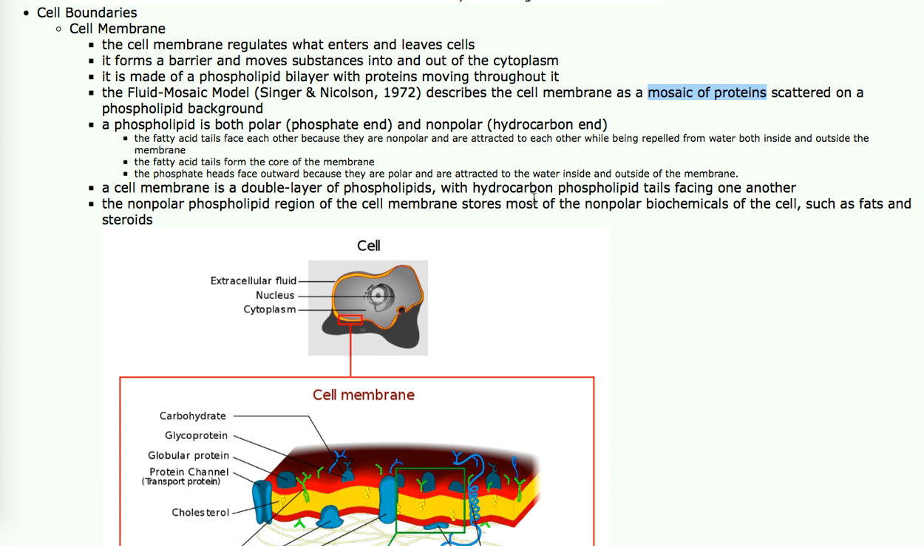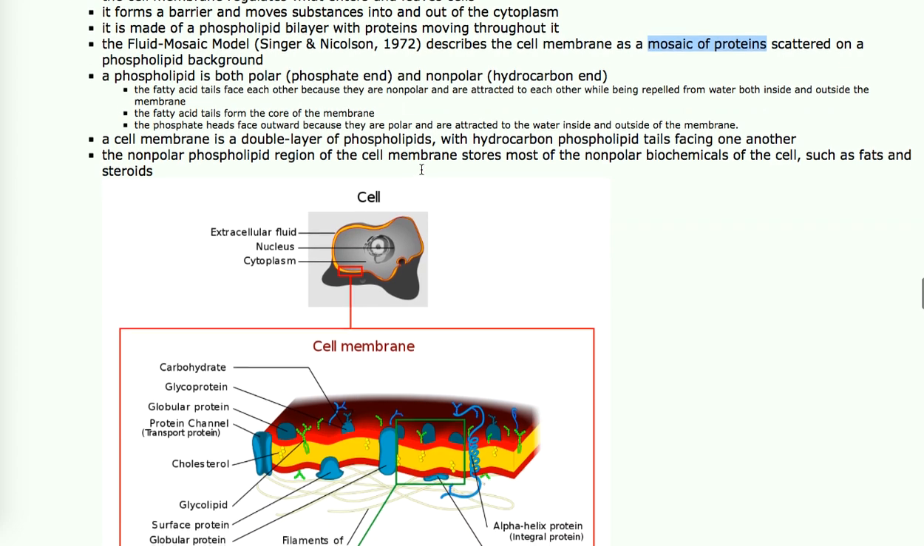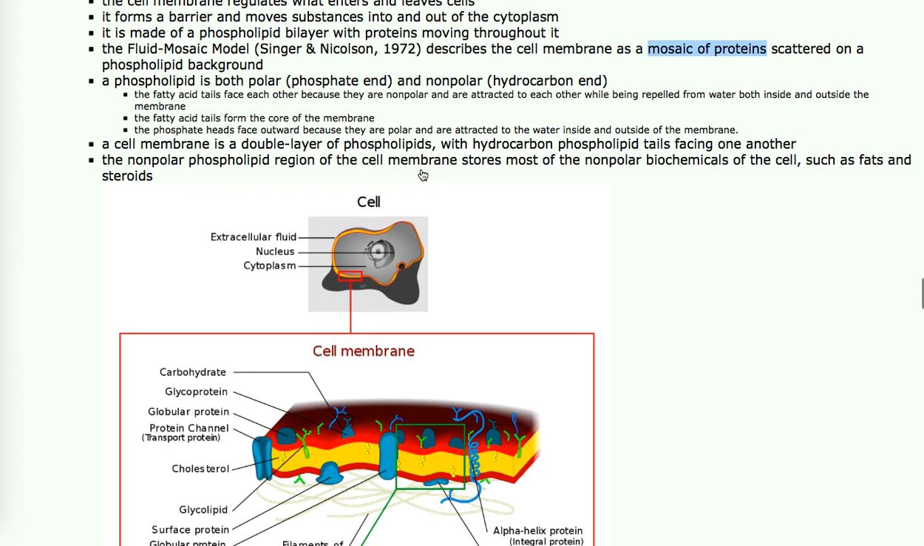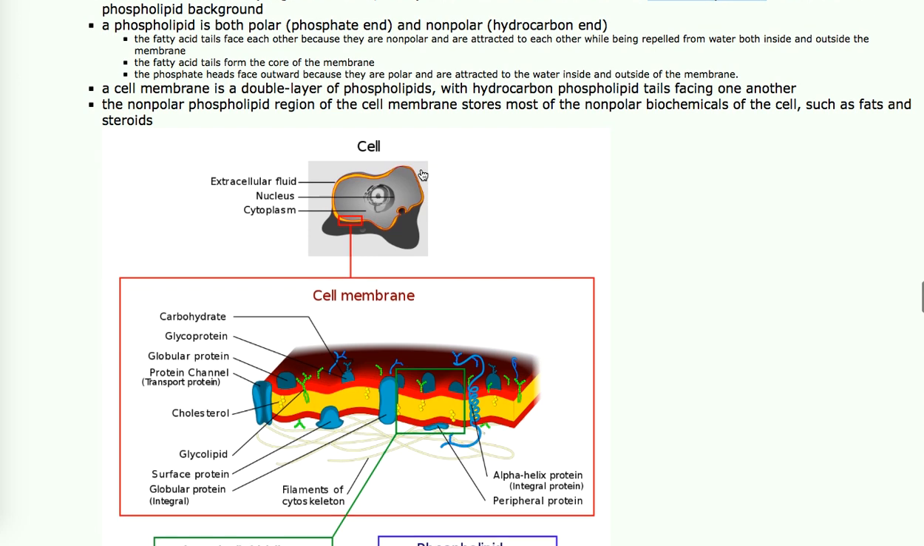Now, phospholipids are weird in that they're polar, and they have both a phosphate end and a nonpolar hydrocarbon end. Now, the phosphate end is polar because it's got phosphate and it's charged. The hydrocarbon end is just a string of carbon atoms with hydrogen around it, and that's totally nonpolar. And as it turns out, the fatty acid tails of the bilayer, it's two layers of phospholipids, face each other because they're nonpolar and they love each other. And the outside of the cell membrane, both facing into the cell and outside of the cell, is polar phosphates.